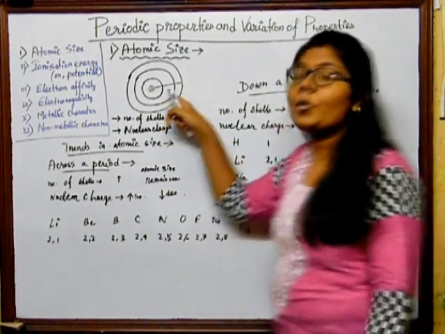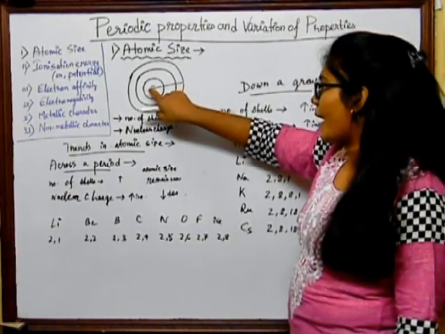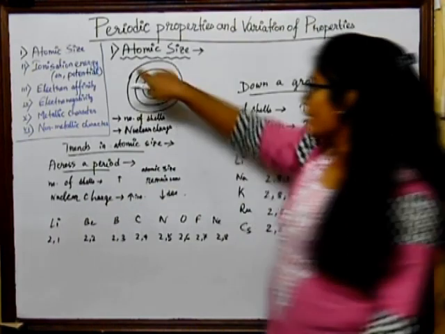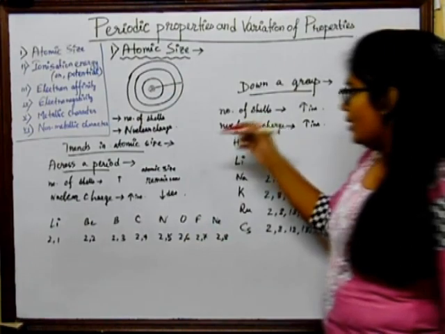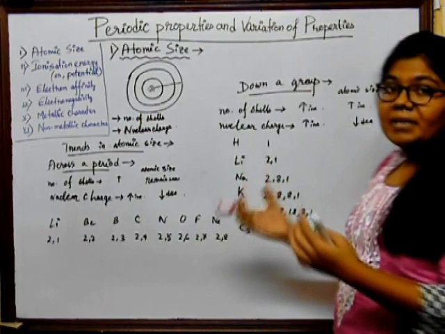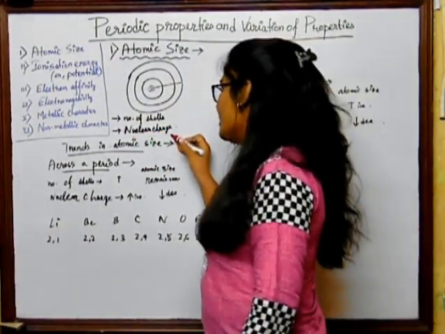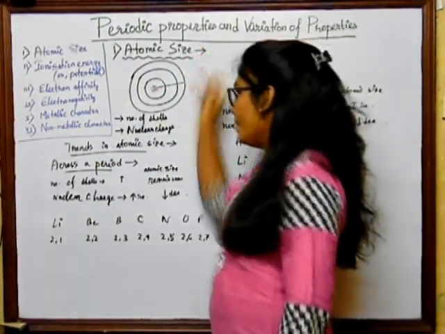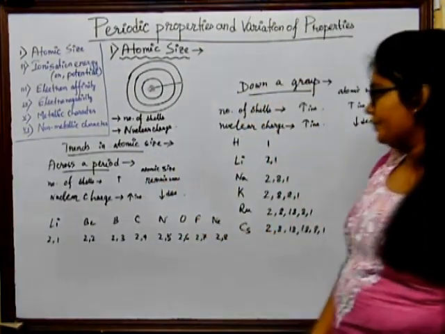Nuclear charge means what? Protons. If we keep increasing the number of protons in the nucleus, then it will attract the electrons in the shells more densely. It will attract the electrons more strongly. So the size will decrease. So if nuclear charge increases in the nucleus, the atomic size will decrease. Now we will go to the trends in atomic size in the periodic table.